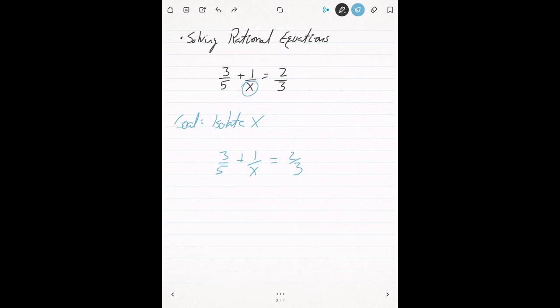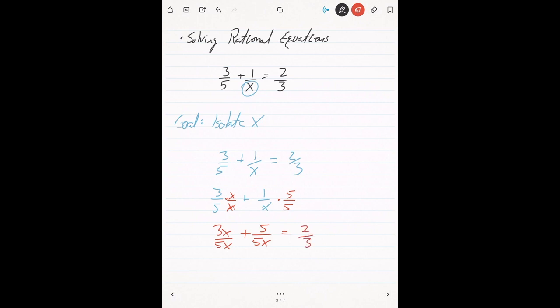Well, hopefully you're thinking back to our work with rational expressions, and you're thinking, I can add 3/5 and 1/x together because we can easily make a common denominator. What would that denominator be? What do we have to get both of these denominators to share? Well, hopefully you remember that if I multiply this fraction by x over x, and if I multiply this fraction by 5 over 5, we would end up with a 3x over 5x plus a 5 over 5x equaling 2/3.